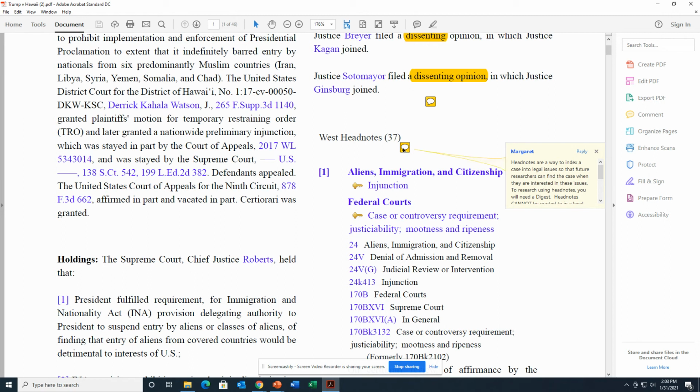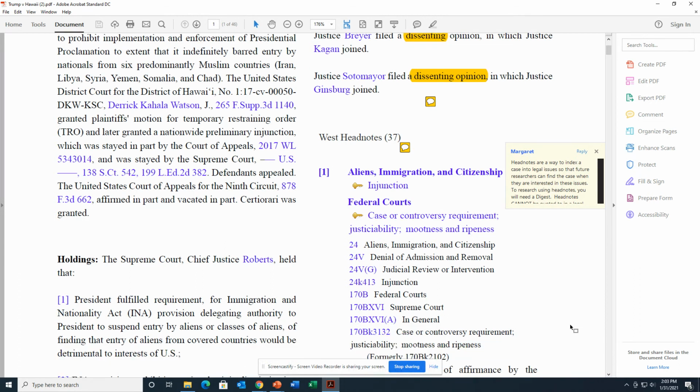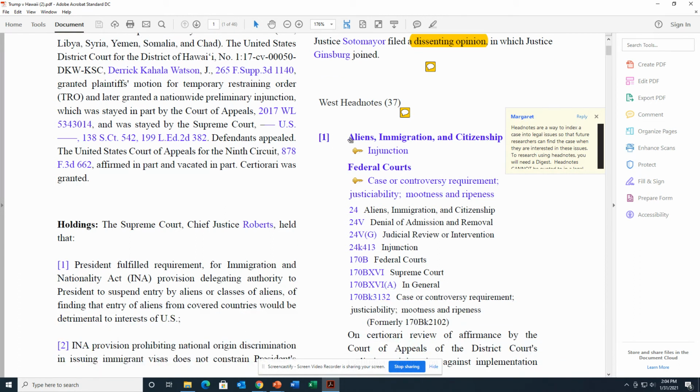Okay, so we have head notes. Head notes are a way to index cases into legal issues that future researchers can find them when they're interested in these issues. You'll need a digester when you use Westlaw. You can use head notes as well, but don't quote head notes or cite head notes as law. Okay, so look at this. So this is a general topic, aliens, immigration, and citizenship regarding an injunction.